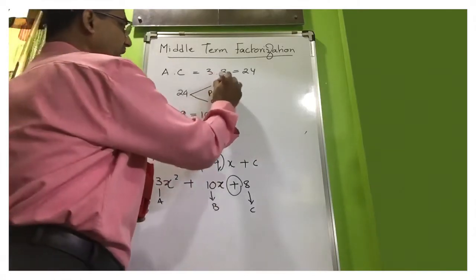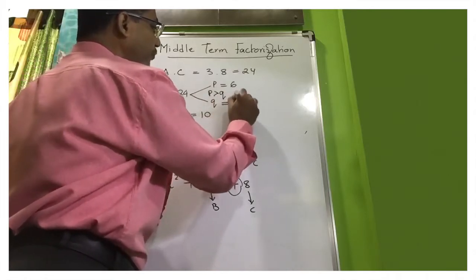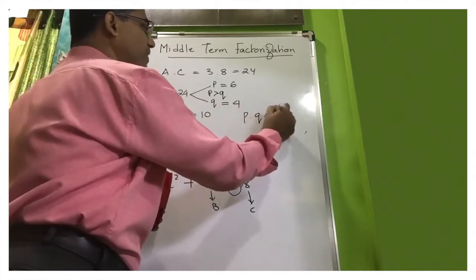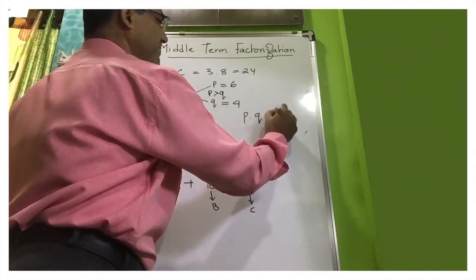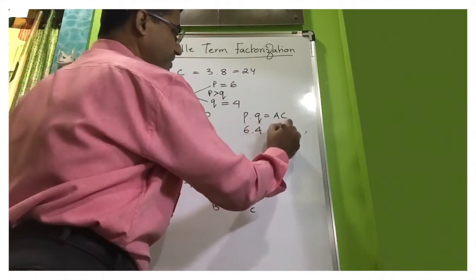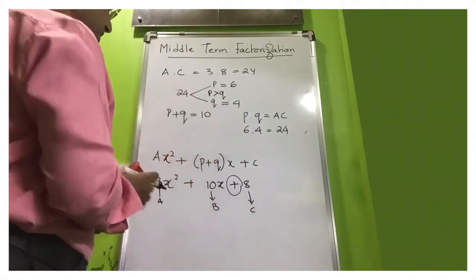Now what should be the two factors? It's very easily identifiable, 6 and 4. So that P into Q will be equal to AC, you see 6 into 4 is equal to 24. Right. Now after this you have easily got your factorization.